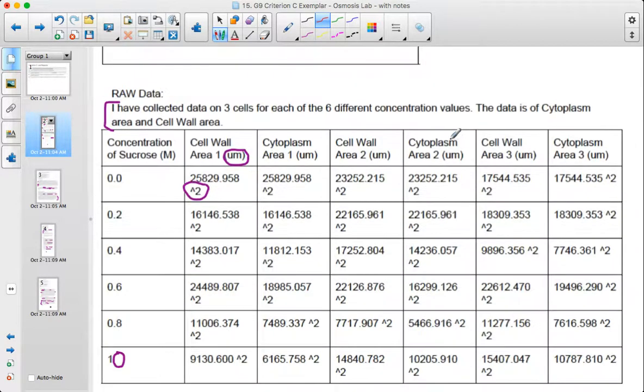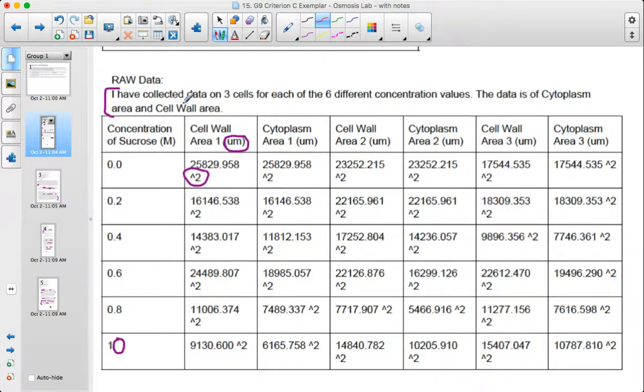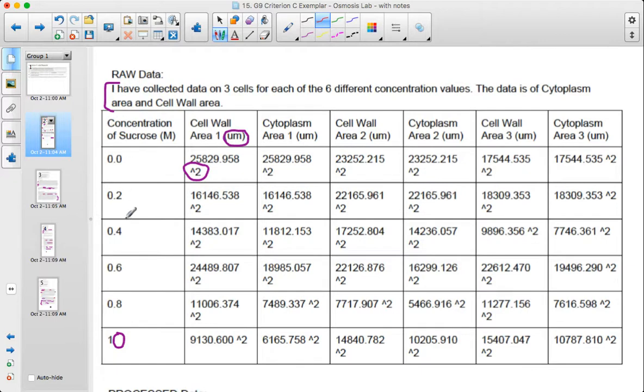So if we look down below, here is the raw data table from this exemplar lab. This is for a lab using the Dynoscope to measure the area of red onion cells as they were put under different concentrations of a sugar solution to see how the concentration of the sugar solution affected the area of the red onion cells. It has to do with the concept of osmosis. So this is the data table, concentration listed here. This is the independent variable.